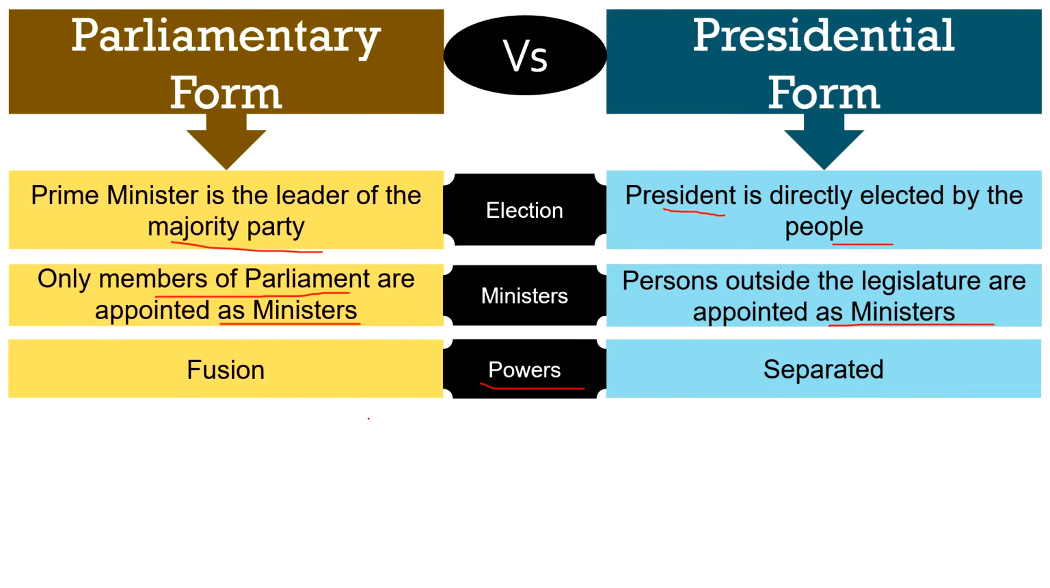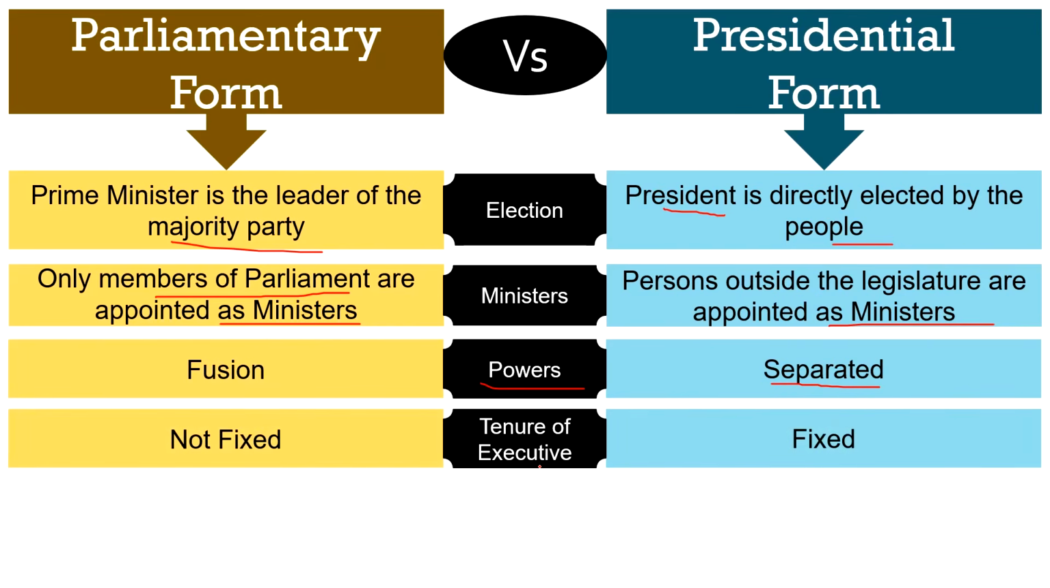Powers. Fusion of powers of legislative and executive branch of the government exists in a parliamentary system, whereas the powers of executive and legislative organs of the government are separated in case of presidential system.